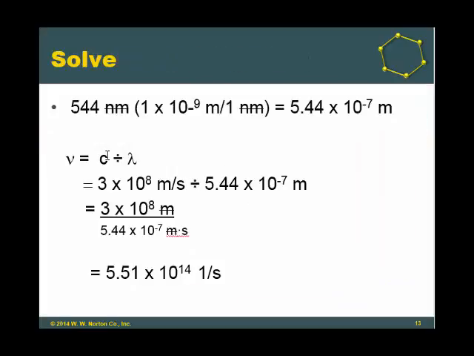So the key to doing these problems and converting between lambda and frequency is making sure that your length units cancel out. If you're given a wavelength that is not in meters, you're going to have to convert it to meters before you can plug it into this equation. And remember that any units for frequency should end up being per second, which is also equal to a hertz.